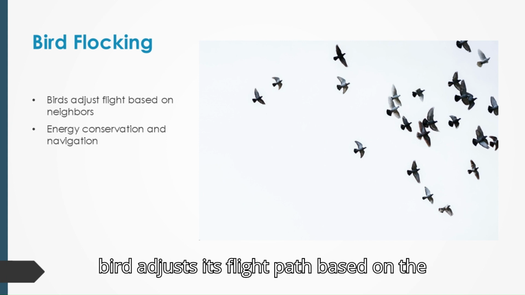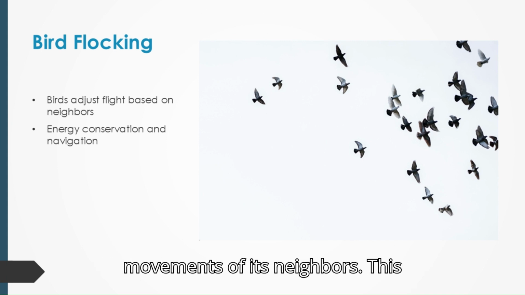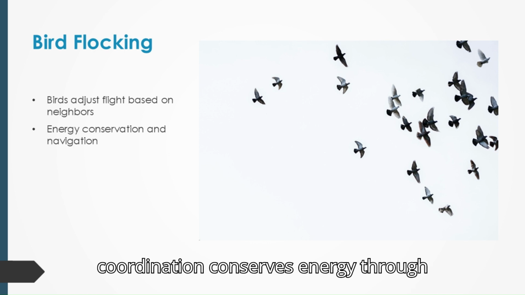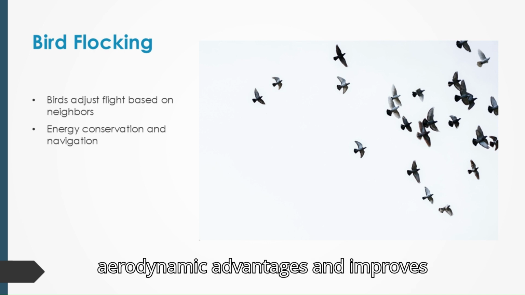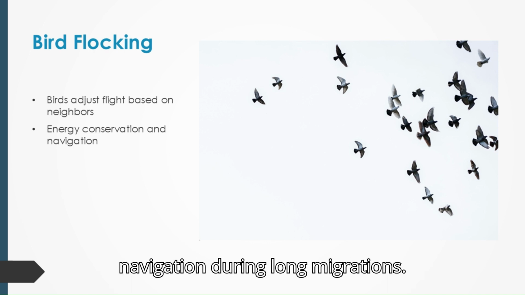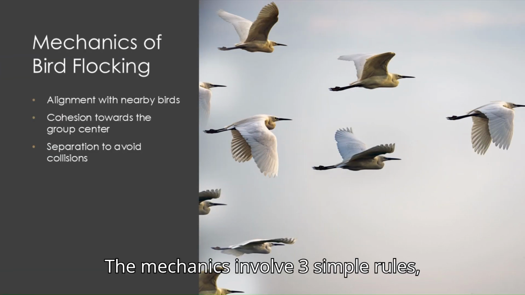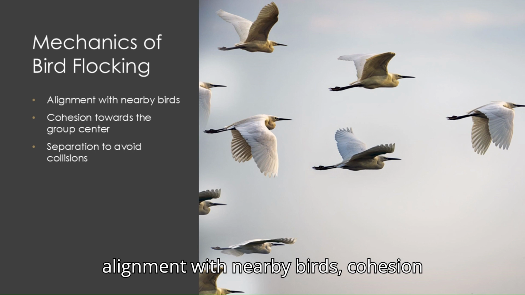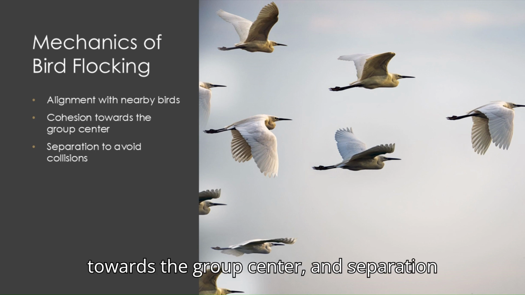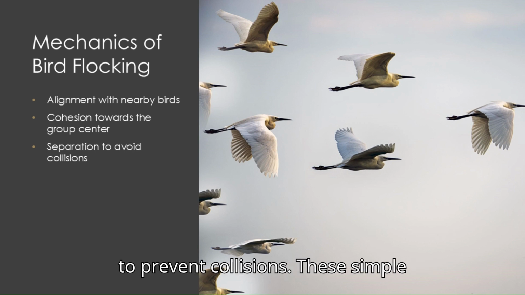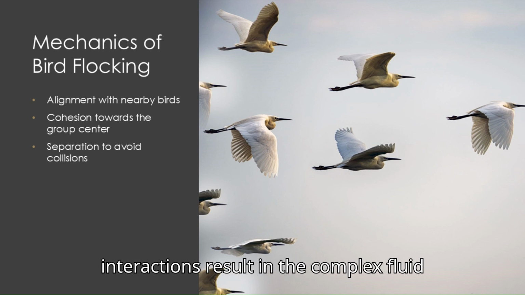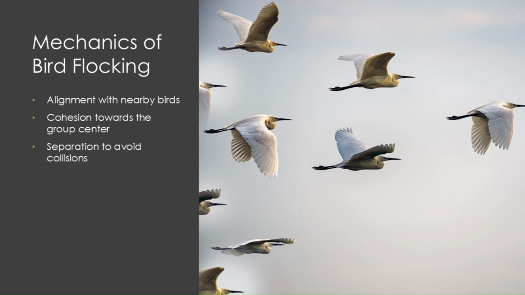Each bird adjusts its flight path based on the movements of its neighbors. This coordination conserves energy through aerodynamic advantages and improves navigation during long migrations. The mechanics involve three simple rules: alignment with nearby birds, cohesion towards the group center, and separation to prevent collisions. These simple interactions result in the complex, fluid motion of a flock.